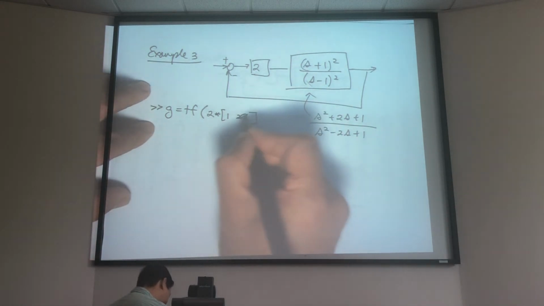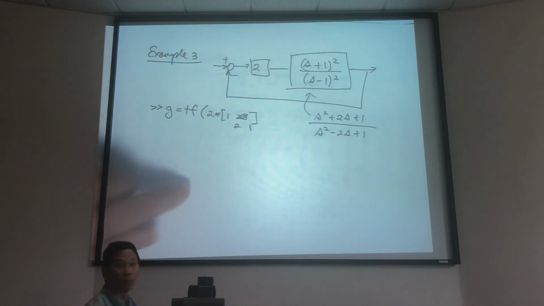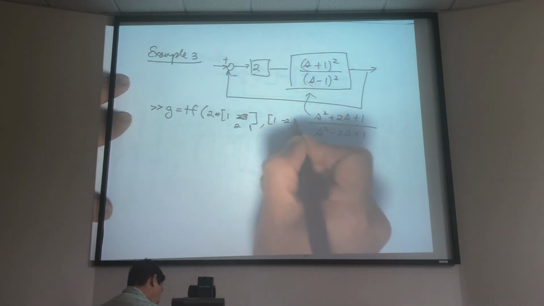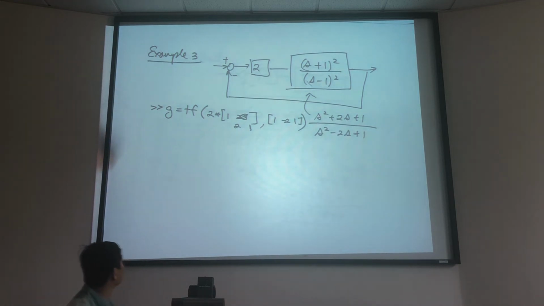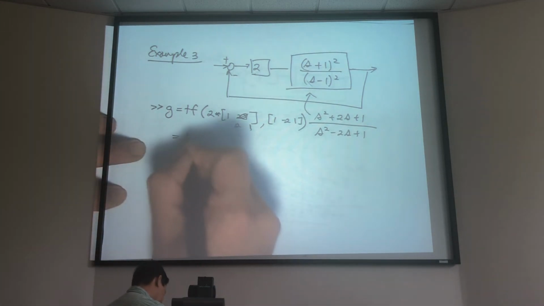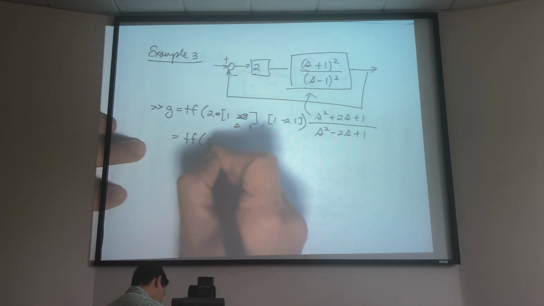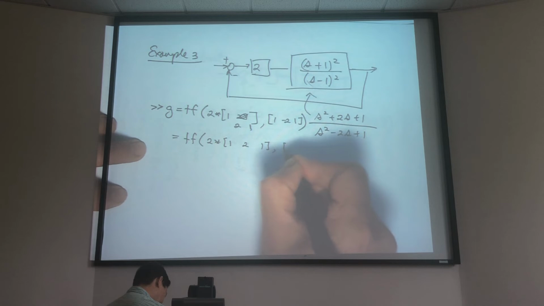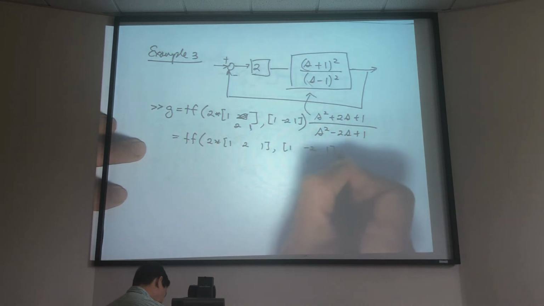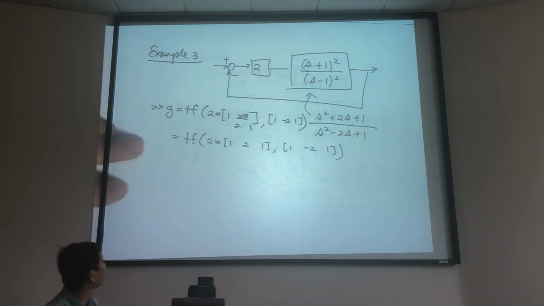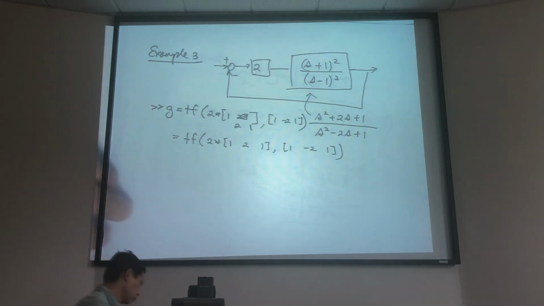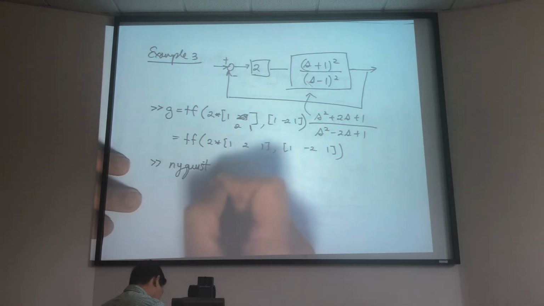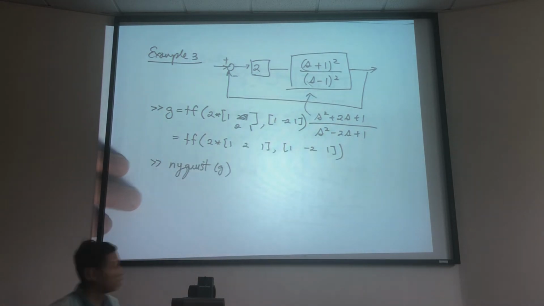Oh, that's not very good handwriting. Put a little space there. It's not 21. It's 1, 2, and 1. And then the denominator is 1, minus 2, and 1. Let me write that a little better. Let's do a Nyquist plot.